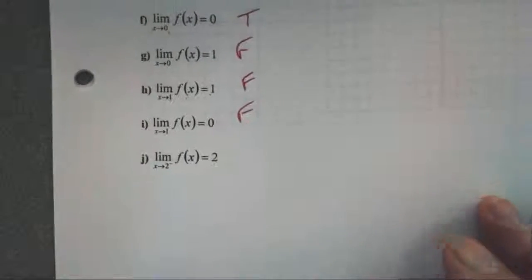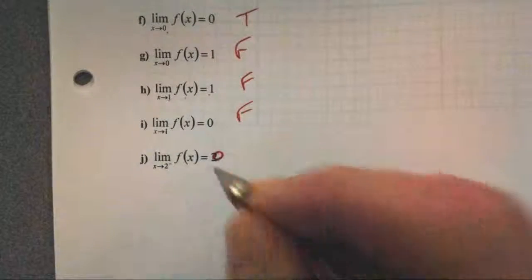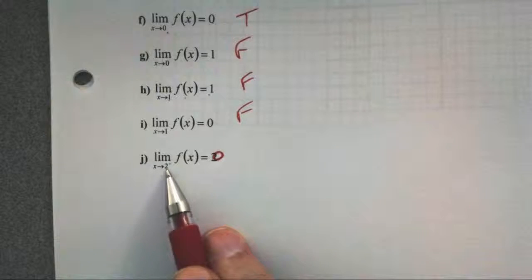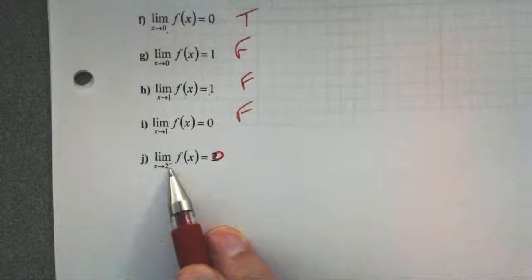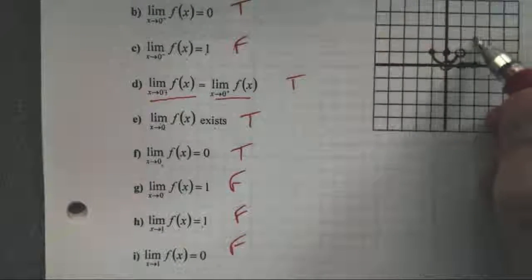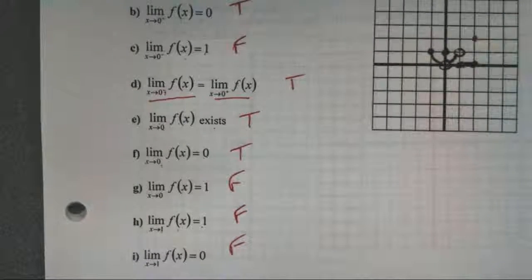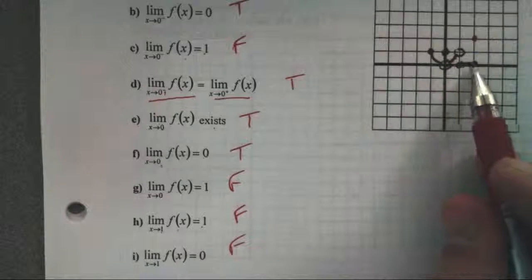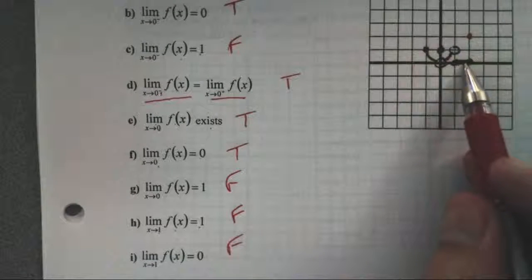False. This one, I think J is more interesting if I make that instead of 2, 0. Is the limit as we approach 2 from the left equal to 0? Because there is no way the limit as we approach from there is up here. But is it 0? Is the limit as we approach 2 from the left, is it 0?